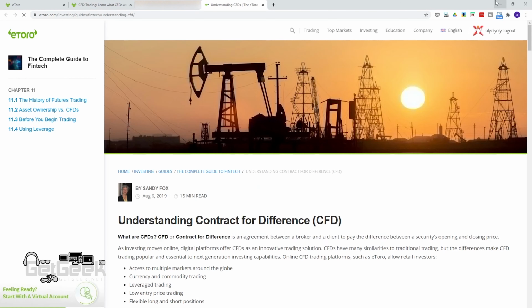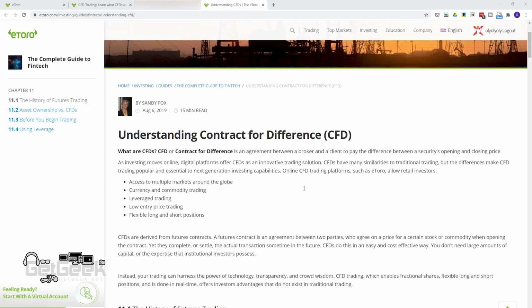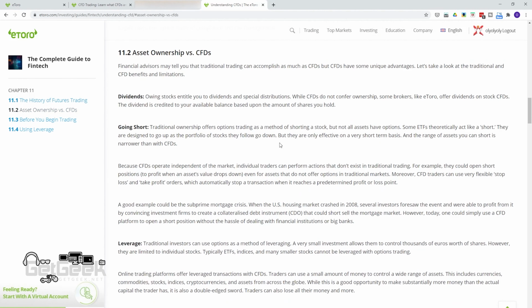So if we look at this page here, which is an Understanding CFDs page on Etoro, it goes over the difference between asset ownership versus CFDs. I'm not going to go through this completely here, but I'll leave the link to this below this video. Now, there's a couple of things here that make them inherently more dangerous than trading actual assets.